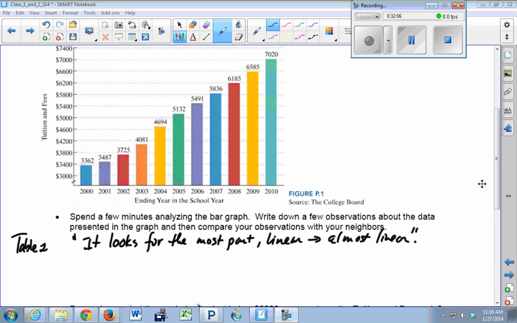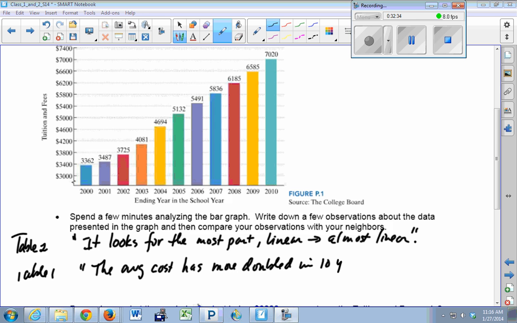Okay, so this is table 2's comment. One of the students says it looks for the most part linear, and someone said, yeah, almost linear. Do you have something you want to add to that? Maybe some of you already wrote that down, but maybe some of you noticed something else. Connor, what did you notice? Right, so the average cost has more than doubled in 10 years, yeah. So that means the rate's about 7% a year, okay.